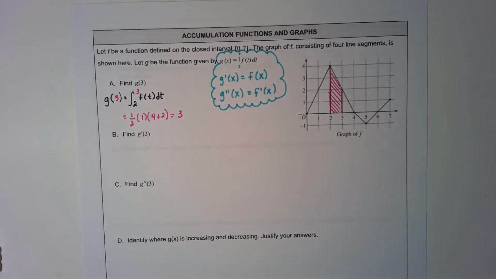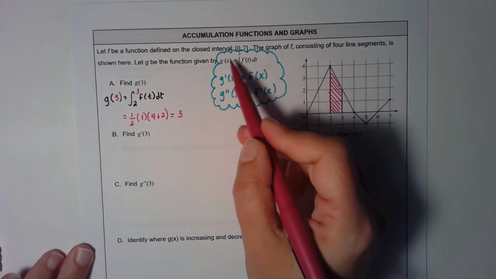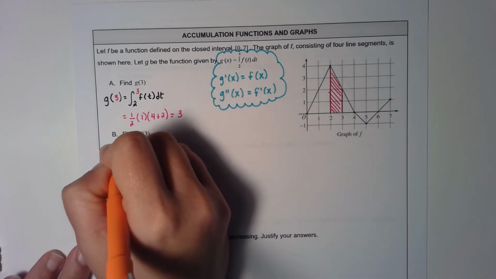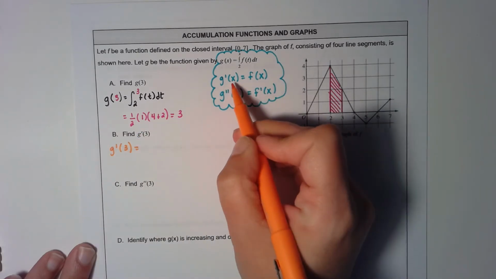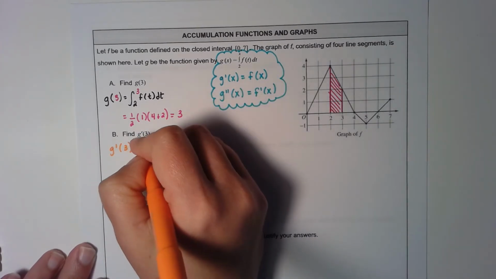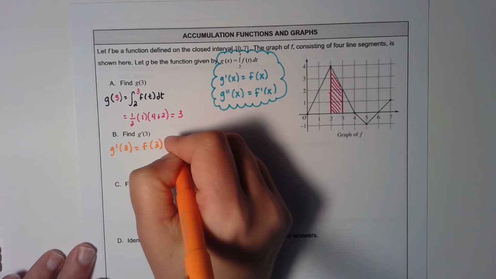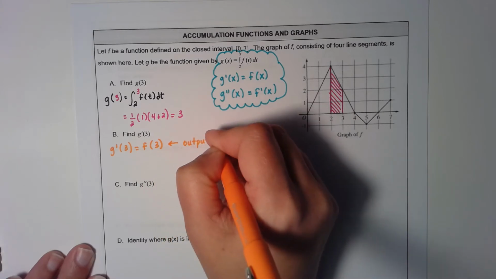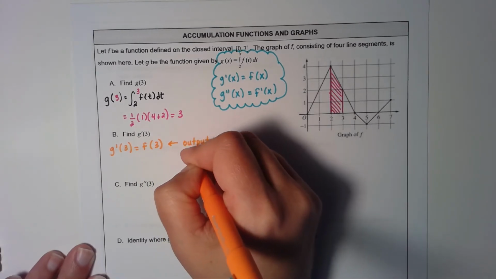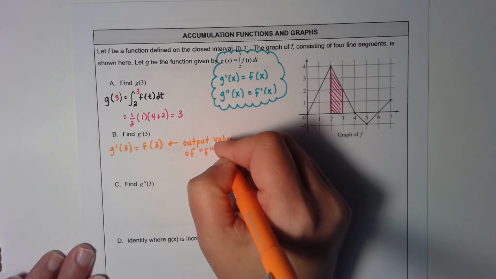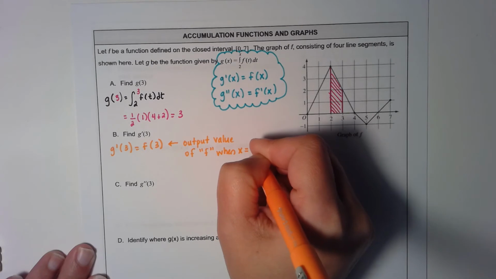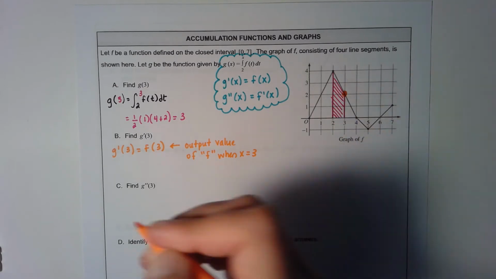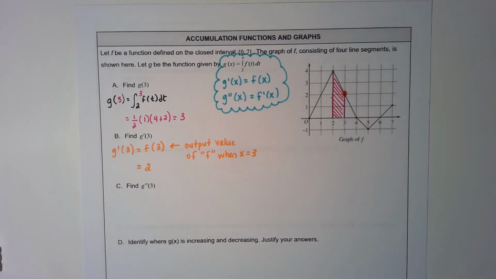Okay, next it says find g prime of 3. Now remember how we went and we wrote down our functions here? This is where that's going to be really helpful. So g prime of 3 means take the number 3 and plug it in. So I'm just going to be finding f of 3. Now f of 3 just means find the output value of f when x is equal to 3. f of 3 is literally just what's the output. So on this graph, when x is 3, the output is 2. So my answer would be 2.